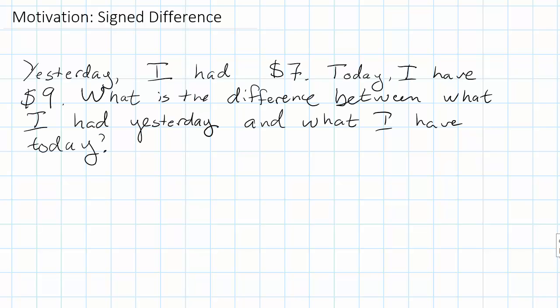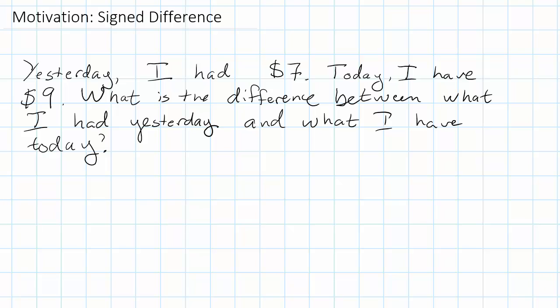So it turns out that the numbers that we have so far, the whole numbers and the natural numbers, are not enough to do everything that we want numbers to do. Why not? Well, one of the things that we want numbers to do for us is to tell us the difference between two values. For example, suppose I tell you that yesterday I had $7 and today I have $9. What's the difference between what I had yesterday and what I have today?